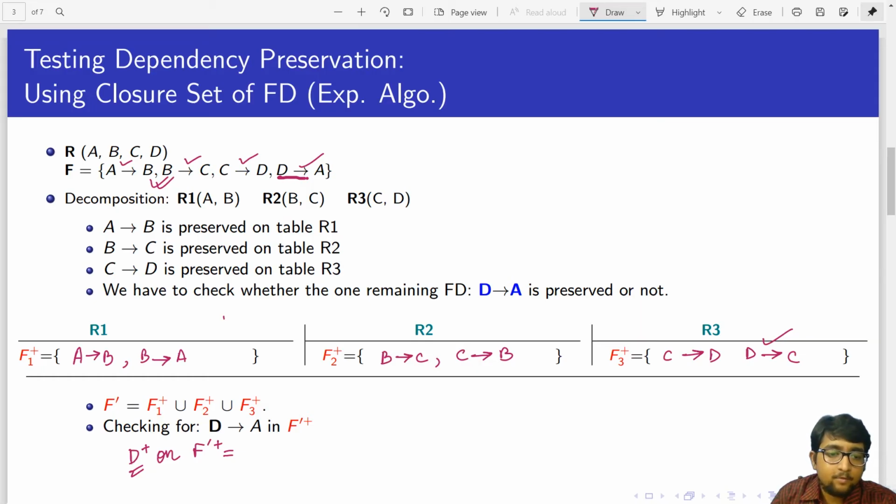Okay, so we need to find D plus on the union of all this, and we can see that the first dependency I will take is D functionally determines C. So now I have C, correct? Using C I will go here, that is C functionally determines B in R2. So I have B now, correct? And using B I will go over here and check B functionally determines A, that is we got the A attribute. So from D we got the A attribute, that's why we can say that D plus will have A. Actually it has A, B, C and D all.